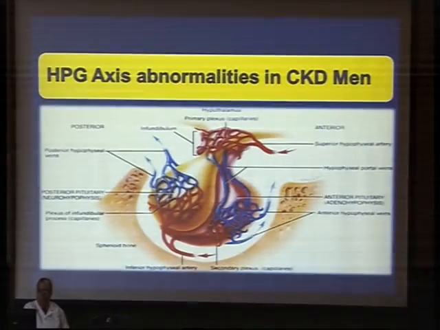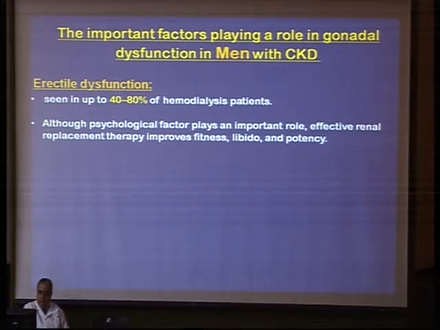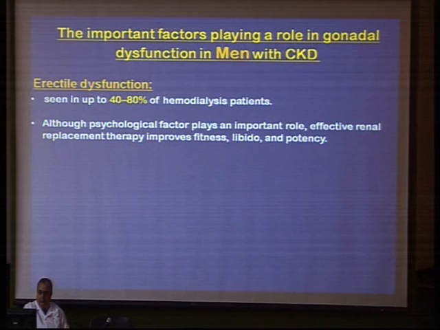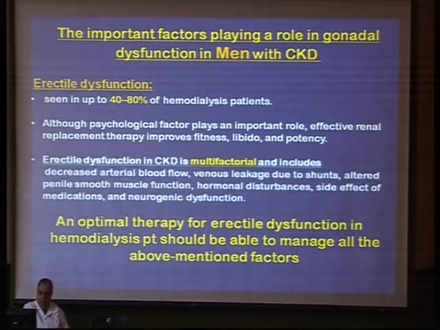What about the problem of FSH, LH, and prolactin in men? What happened there? Erectile dysfunction in men is seen in 40 to 80%, a large number of patients. We have a psychological factor here, but with effective renal replacement therapy, sometimes fitness, psychological state, and potency improve.